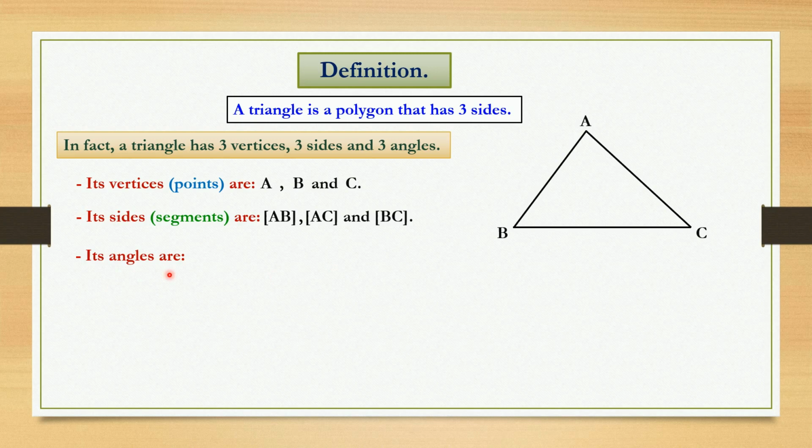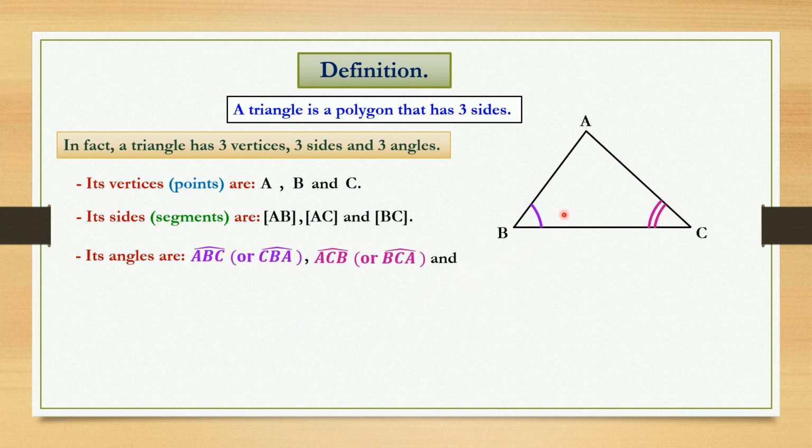Its angles are, the first angle is of vertex B. This angle, we can name it ABC or we can name it CBA. We write one of them, not both. The second angle is of vertex C. Here you notice, since they have different measure, I placed another code here to differentiate between these two angles. This angle of vertex C, we can name it ACB or BCA. We choose one of the two names.